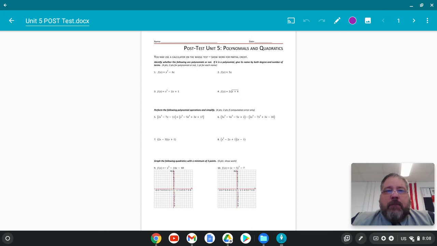This is the post-test Unit 5 on polynomials and quadratics. This is for our students who need to retest. Let's go to work.